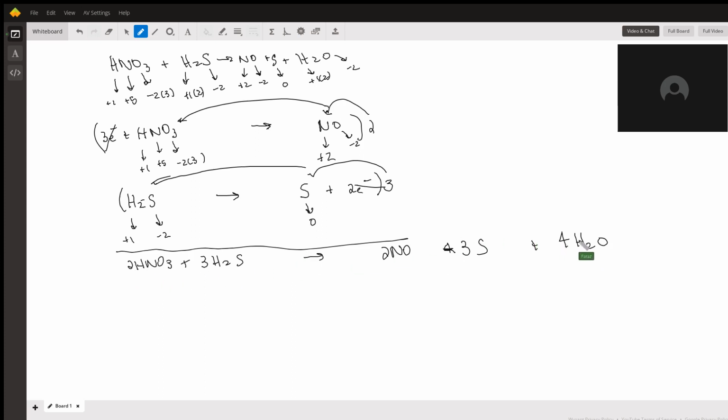Now I'm going to look at the hydrogens and see if they're balanced. They should be. I've got eight hydrogens here. I've got two plus six. I've got eight hydrogens there. And I am balanced. And that is your answer. And we should be good.